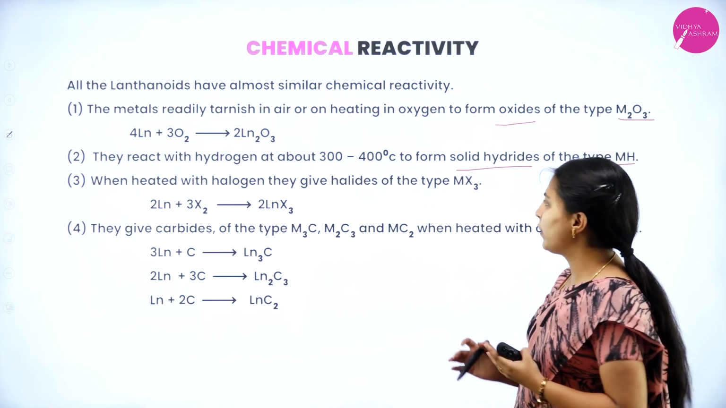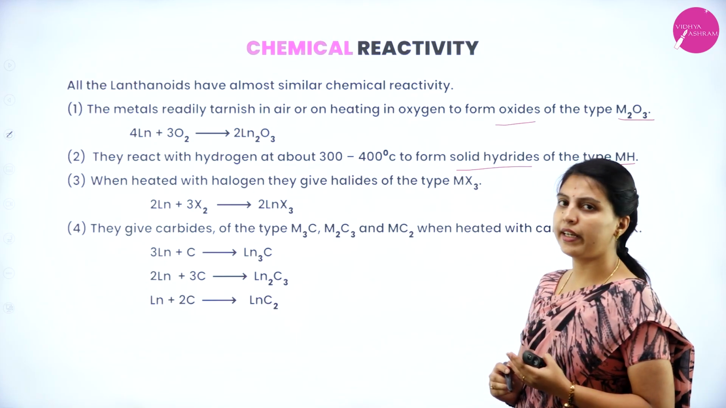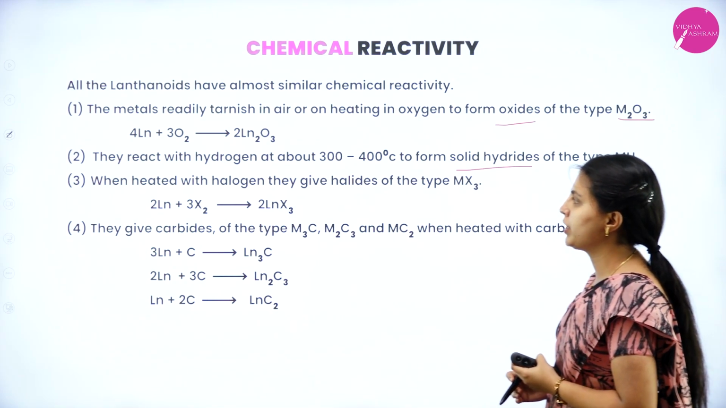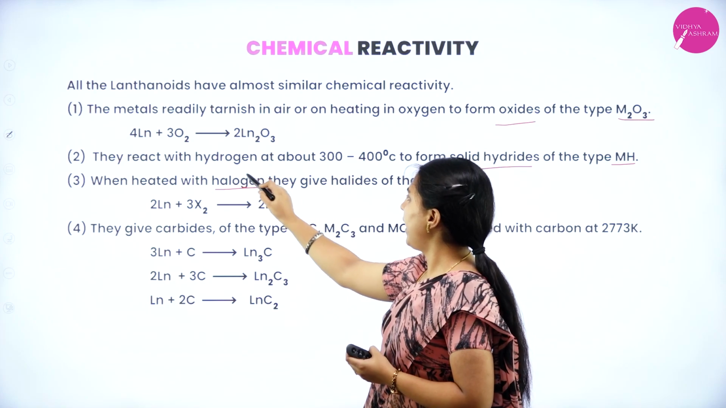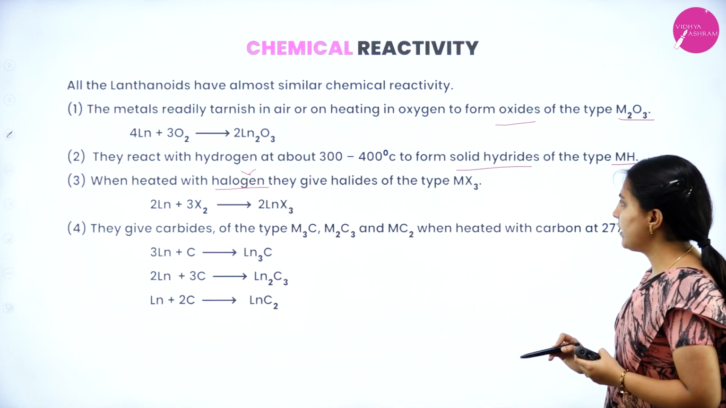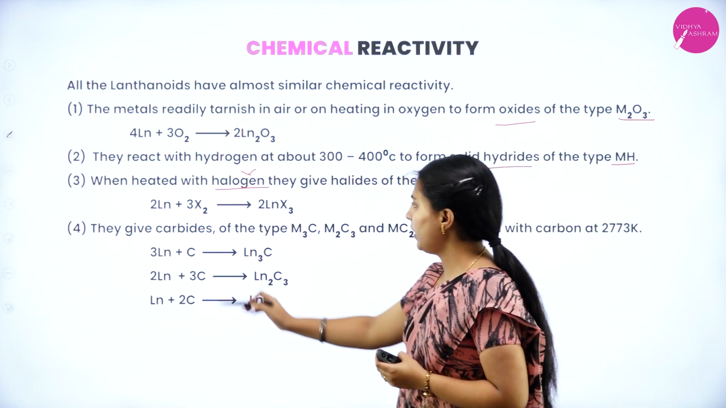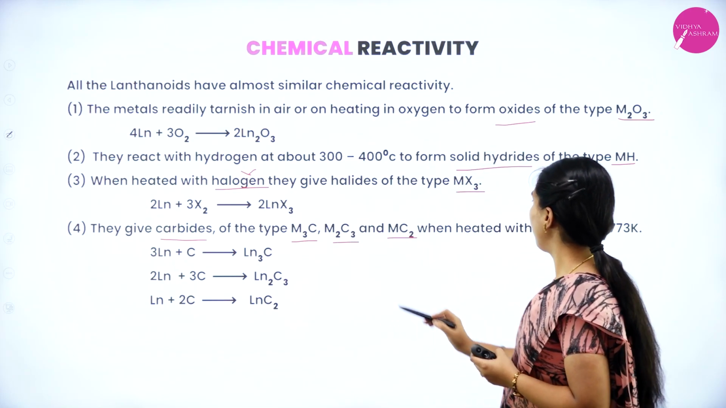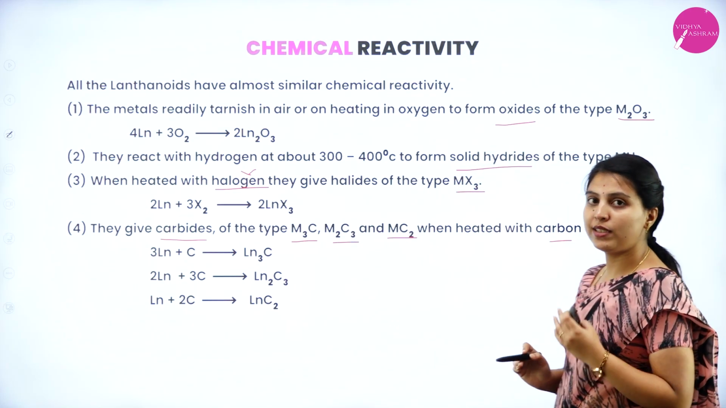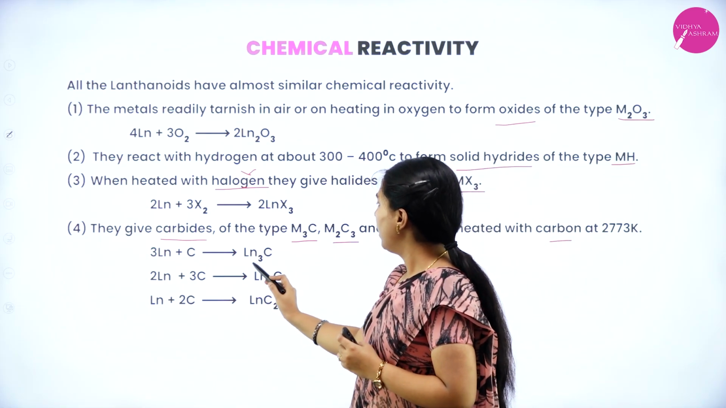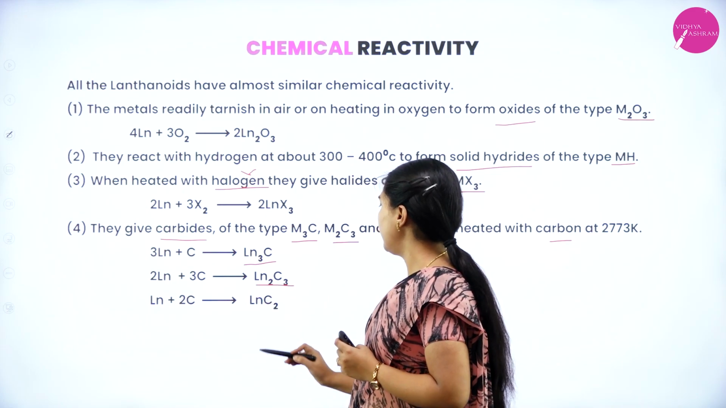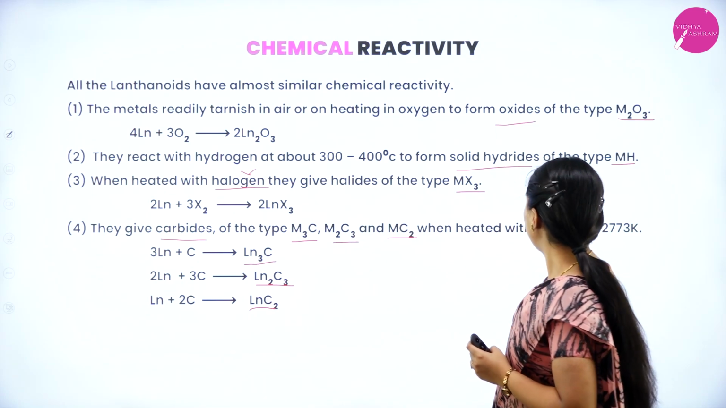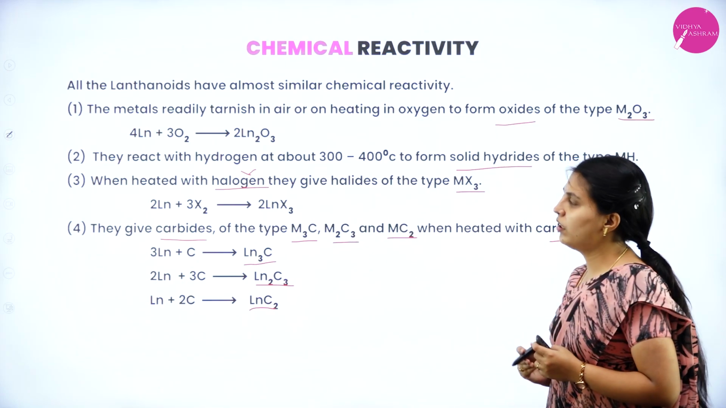Almost all the lanthanoids react with hydrogen at 300 to 400 degrees Celsius and form hydrides, MH. When heated with halogen X, they give halides of the type MX3. They give carbides of the types M3C, M2C3 and MC2 when heated with carbon at 2773 Kelvin. Those are the carbides, here are the halides, the metal hydrides, and the metal oxides.